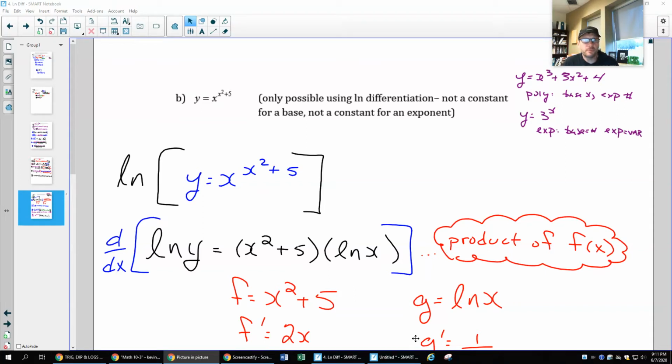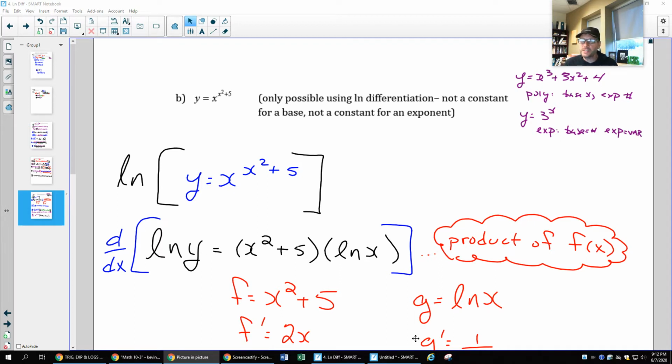Hey, last example from lesson 4 on log differentiation. Then after this example, we're gonna jump into probably the 2018 exam and just look at a couple more things to help us do some review here. So this question, y equals x to the x squared plus 5.